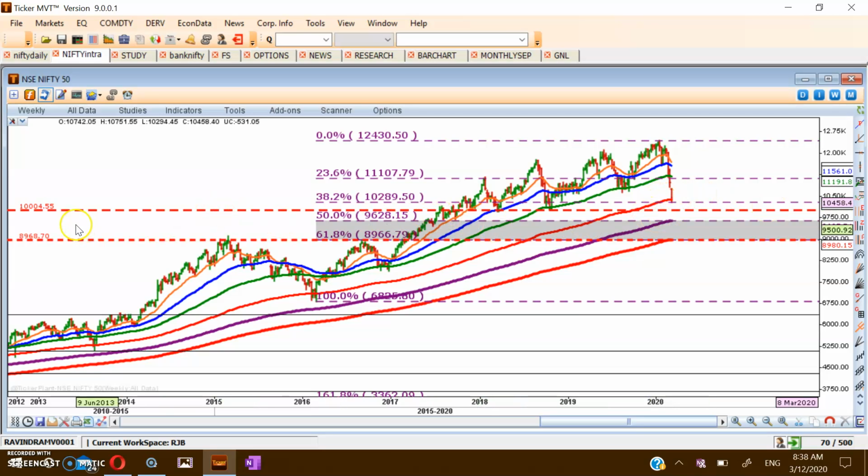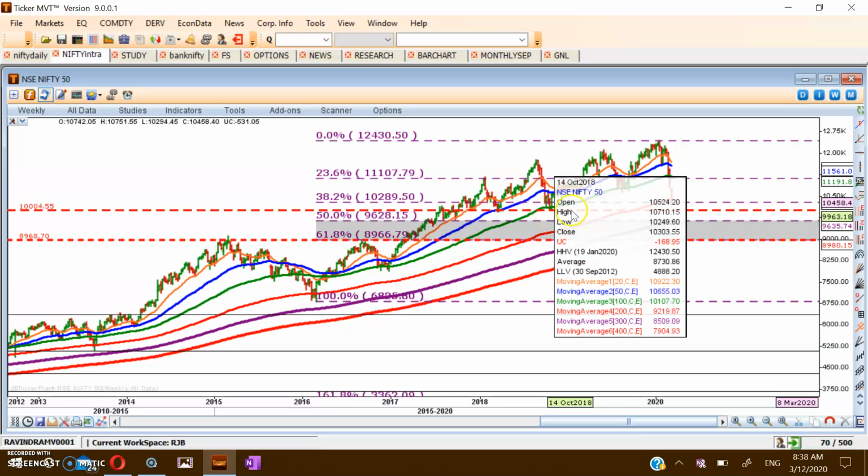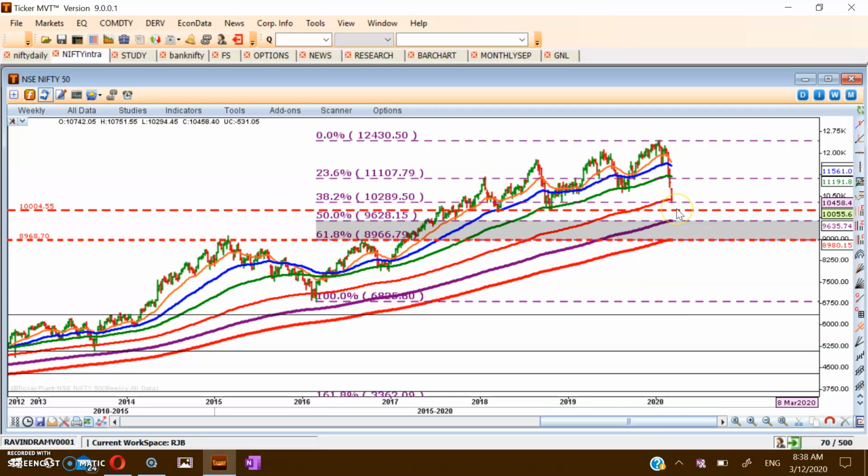So this dotted line, which is around 10,004, is the support level of price accumulation, wherein the last few times the market had spent time at that 10,000 level, which is even a psychological barrier. So today we are expecting the market to go to that level, but whether it will hold, indeed it may come back from the 10,000 level to again 10,290. Even if it recovers, this recovery will not sustain and it should go to 9,628.